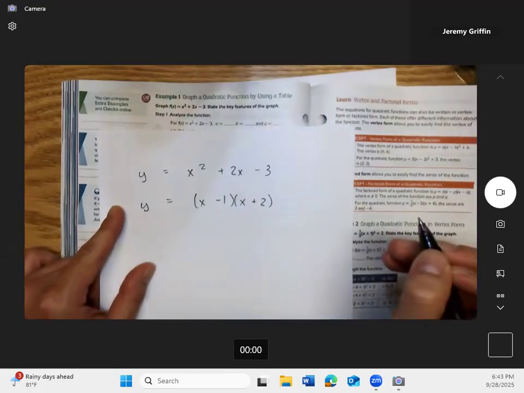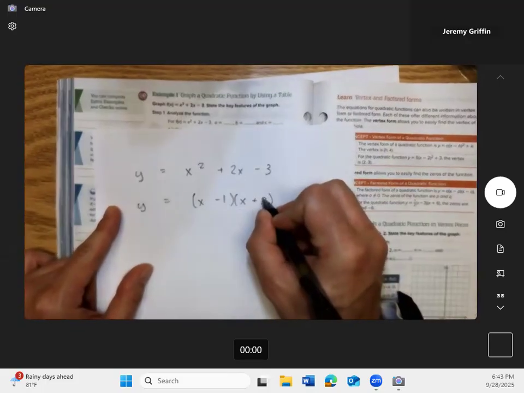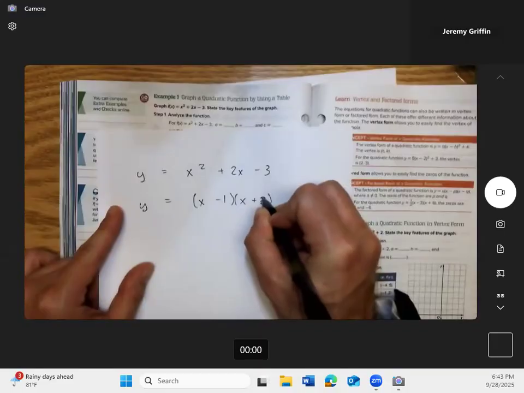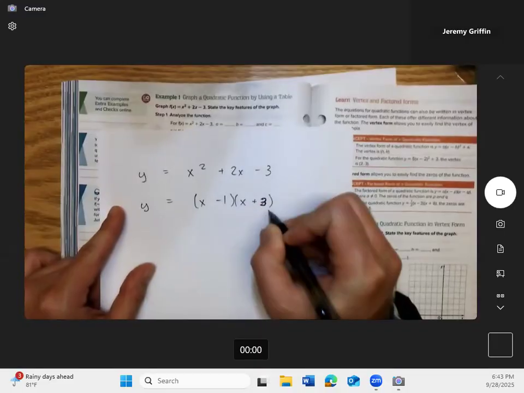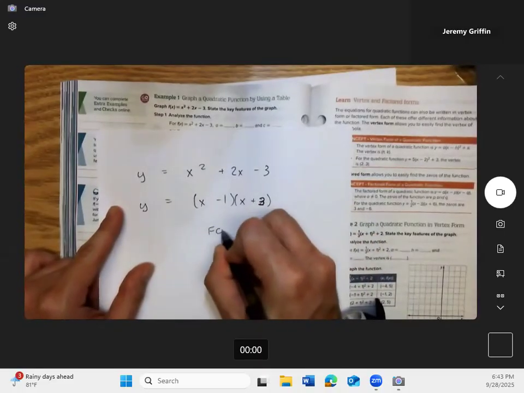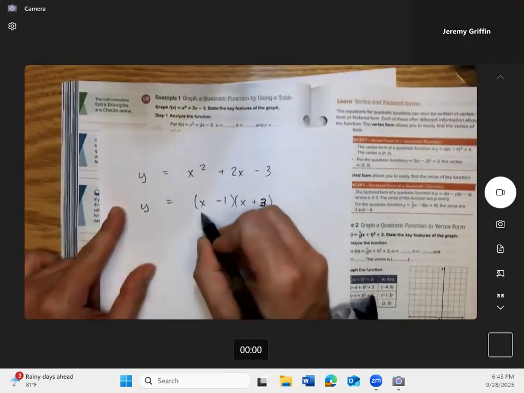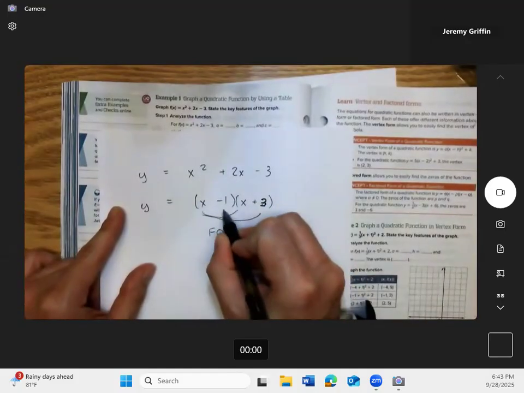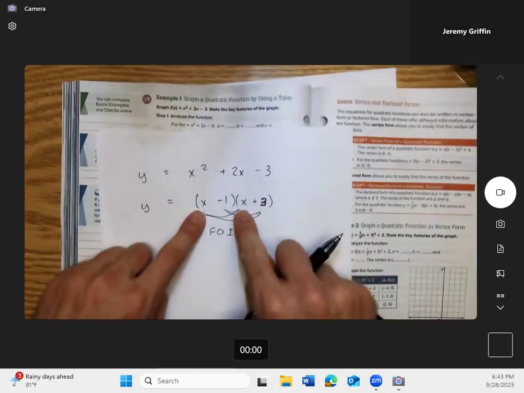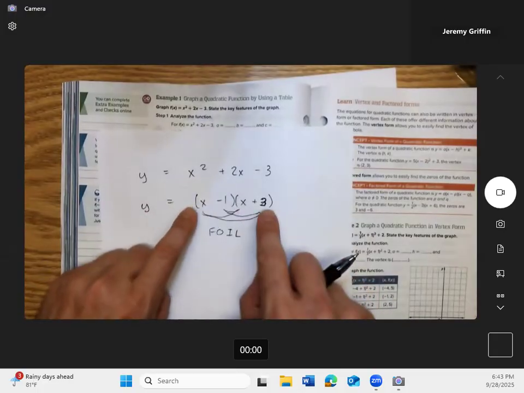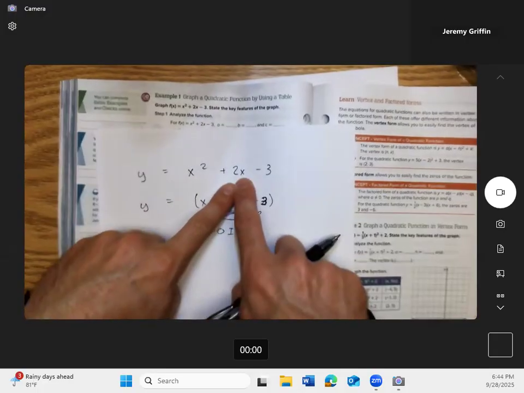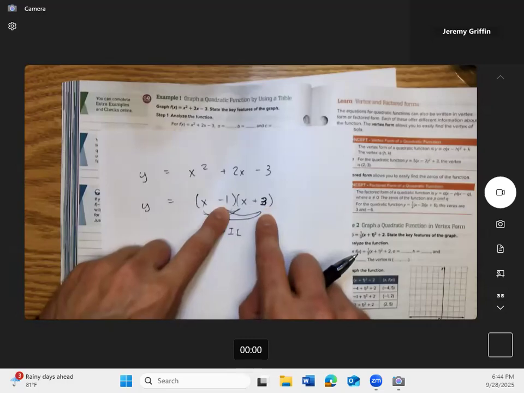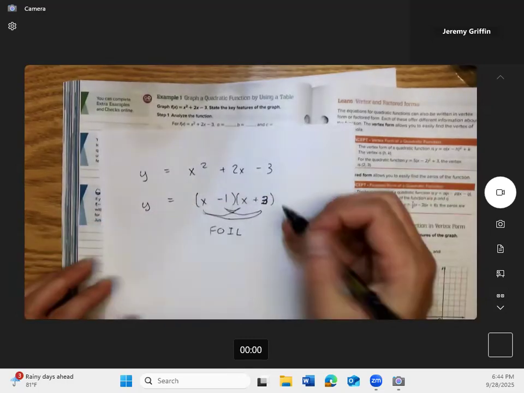Or sorry, -1 and +3. Okay, let me double check. Let me try with FOIL. FOIL is first, outside, inside, last. So x times x, x squared. 3x minus x, 2x. -1 times +3, -3. Yeah, okay, so it checks out.